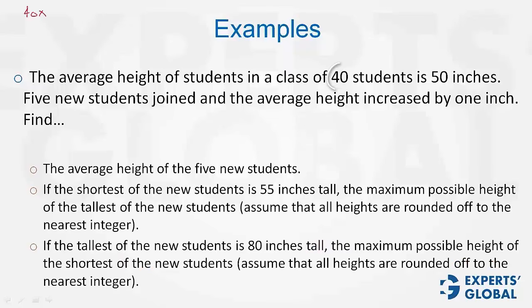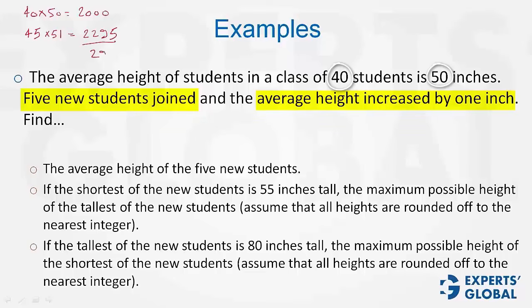Originally, it is 40 times 50 equals 2,000 inches, the total height. Then 5 students joined. So total 45 students and average height increased by 1 inch to 51. This product is 45 times 51 equals 2,295. The difference is 295 because of the 5 new students. So the average height of the 5 new students is 295 divided by 5. That is 59.